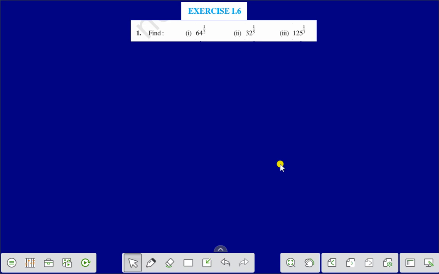Hello everyone. Today I shall discuss exercise 1.6 question number 1. Find 64 to the power 1 by 2. Let us find.